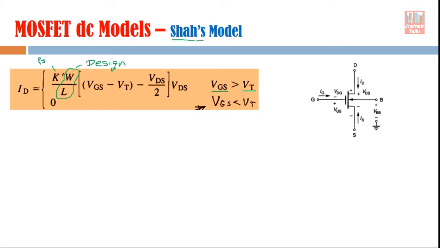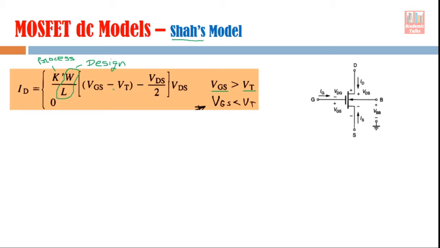You will see in the coming slides or lectures that most of the parameters which decide this K prime are related to the process or to materials, right? So it is a process parameter and W by L is your design parameter. Your VT is also a process parameter. Other parameters like gate source voltage and drain source voltage are the parameters which are in your control. Once the device is ready, you have to work with gate source voltage, drain source voltage and drain current. These are external parameters which are in your control.